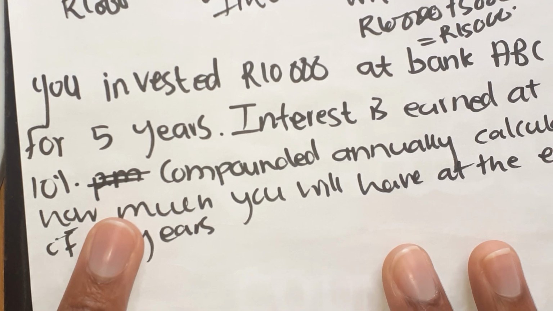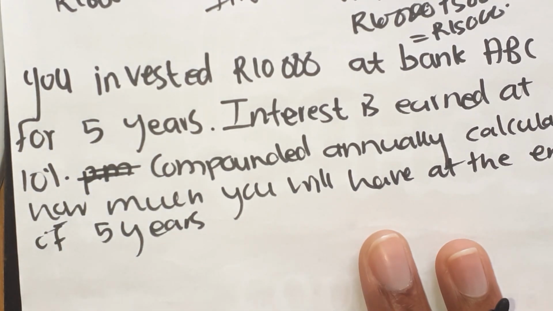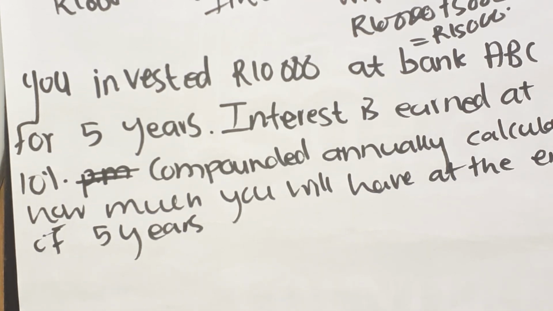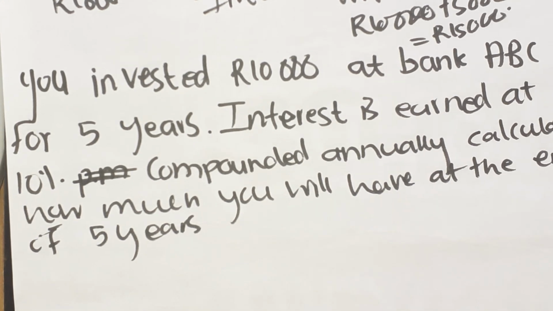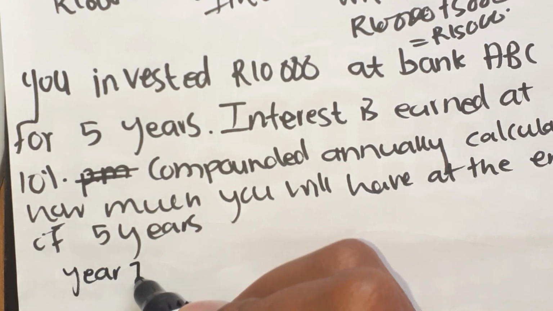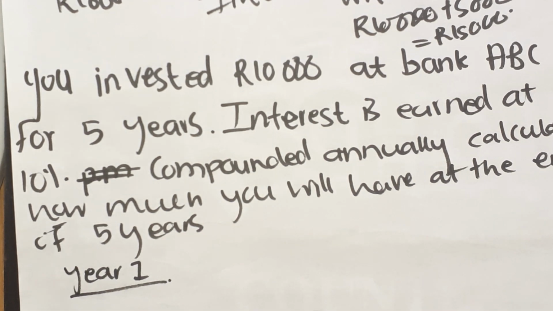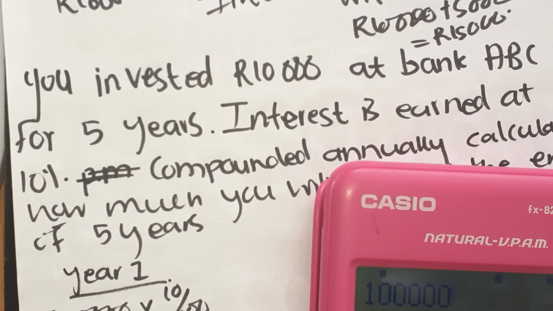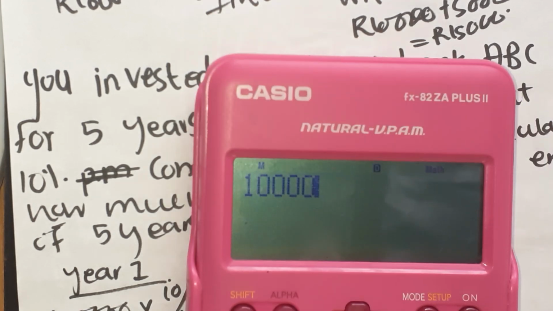Now let's do compound interest. You invested 10,000 rand at bank ABC for 5 years. Interest is earned at 10% compounded annually. Calculate how much you will have at the end of 5 years. With compounded, you do it like this. You will have 10,000 rand times 10 over 100, or times 10%, and that will give you 1,000 rand, right?